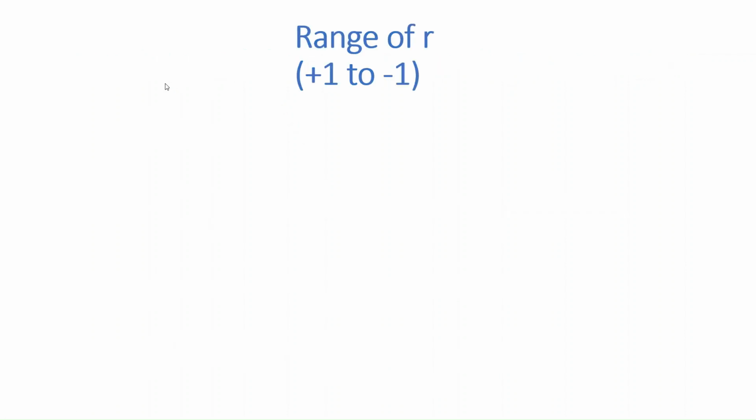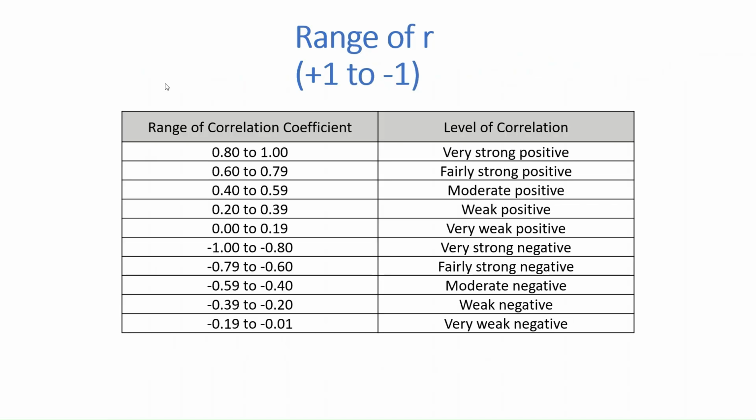Now, this correlation coefficient has a specific range. It does not lie beyond the range -1 to +1. It always lies within this range. Here I have given you a chart from which you can get a clear idea of the level of correlation on the basis of the value of r.